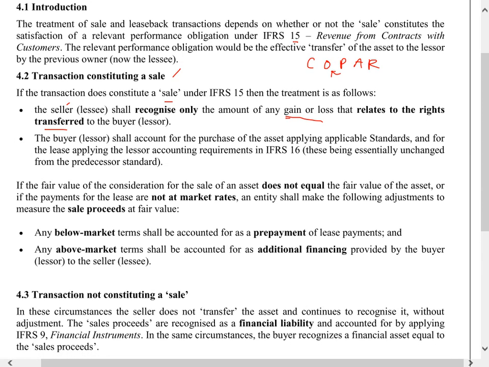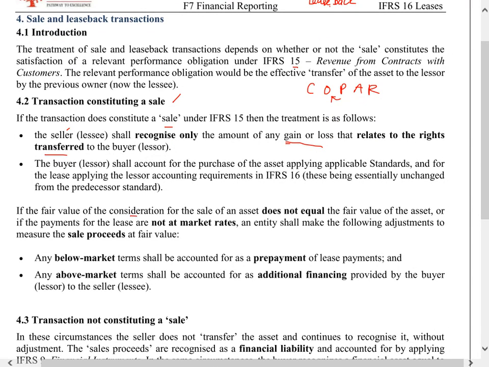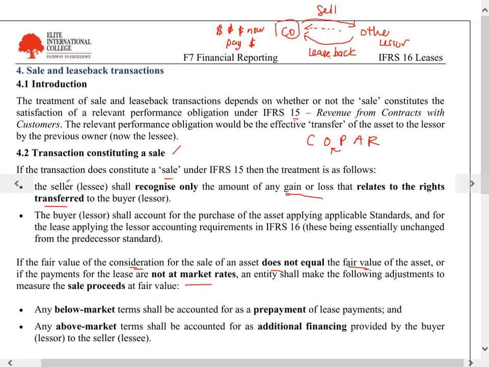Then the next thing: when we sell, we will lease back. If the fair value of the consideration for the sale does not equal the fair value, the market value, of the asset, or if the lease payments are not at market rate, the entity should make an adjustment to the sale proceeds, to the money, at fair value. I repeat, when we sell, we must sell at market value, correct?